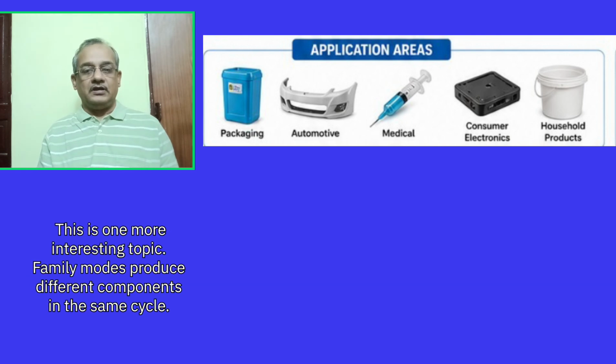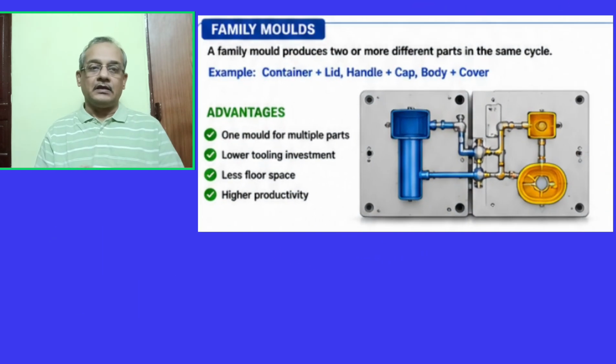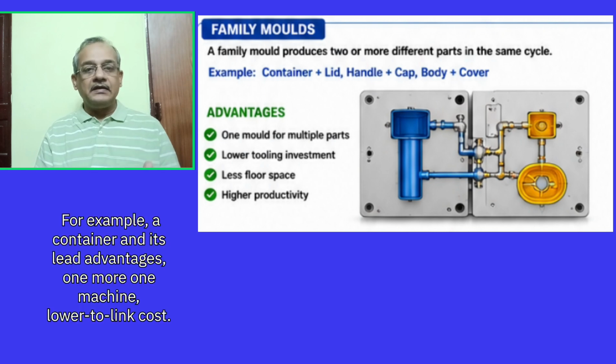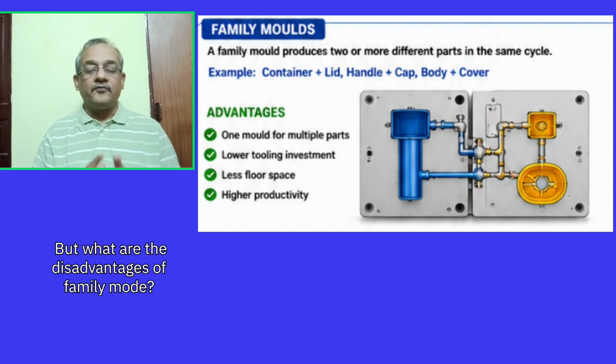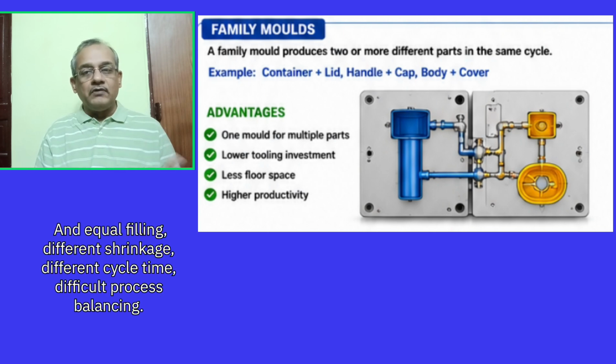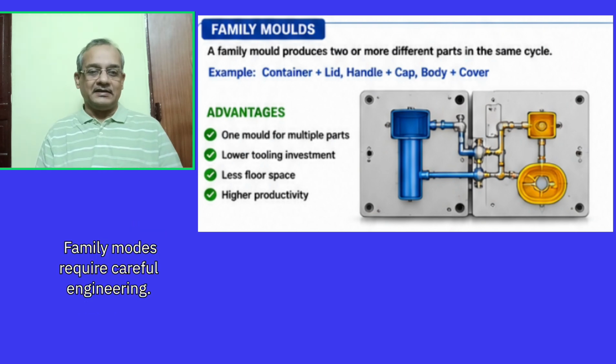Family molds. This is one more interesting topic. Family molds produce different components in the same cycle. Example: a container and its lid. Advantages: one mold, one machine, lower tooling cost. But what are the disadvantages of a family mold? Unequal filling, different shrinkage, different cycle time, difficult process balancing. Family molds require careful engineering.